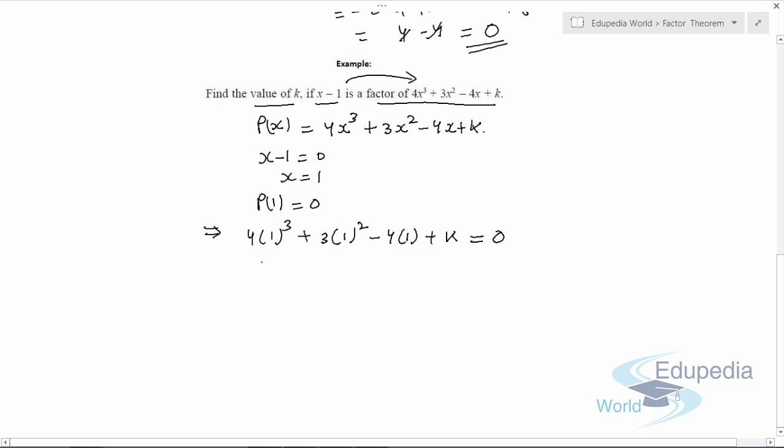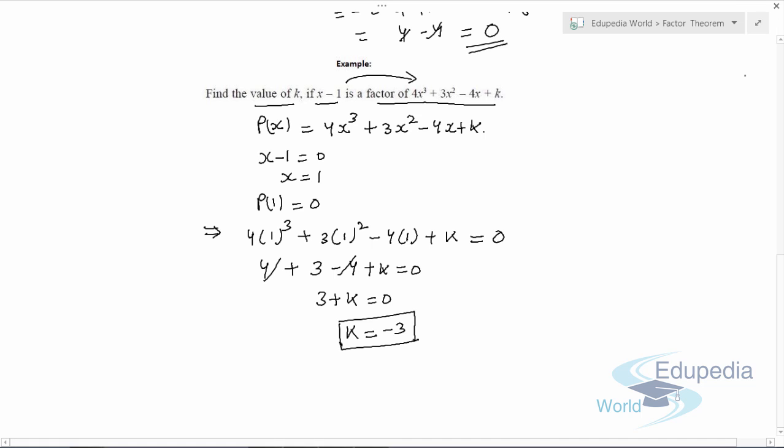So this comes out to be 4 plus 3 minus 4 plus k, which is equal to 0. So the 4 and minus 4 get cancelled. So it will be 3 plus k equal to 0. So k will be equal to minus 3. So this is the value of k. This is how we use the factor theorem.